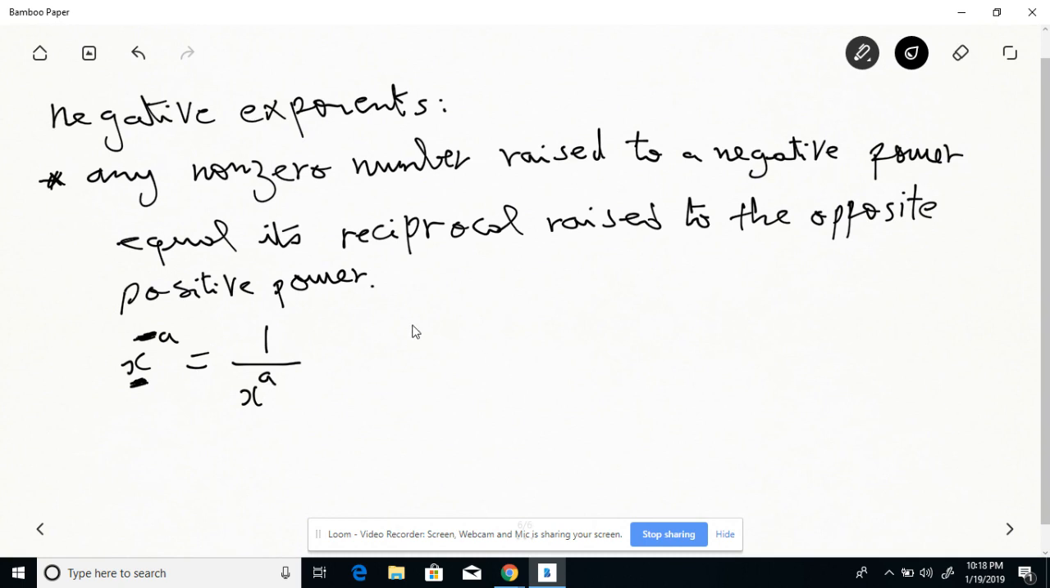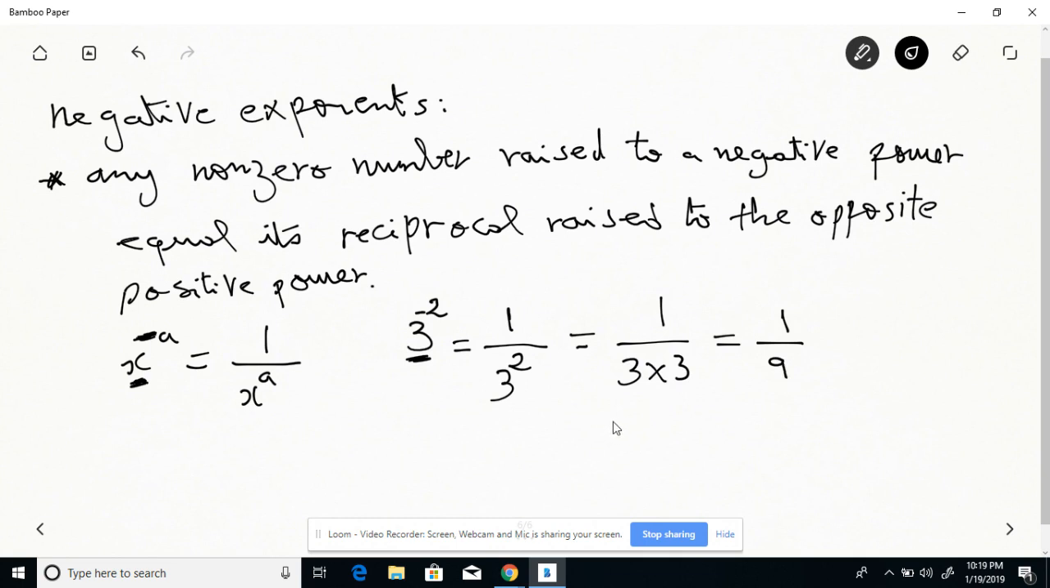Another example: we have 3 to the minus 2. The reciprocal, I'm sorry, it's going to be 1 over 3. The opposite of negative 2 is 2, which is going to be 1 over 3 times 3, which is equal to 1 over 9.